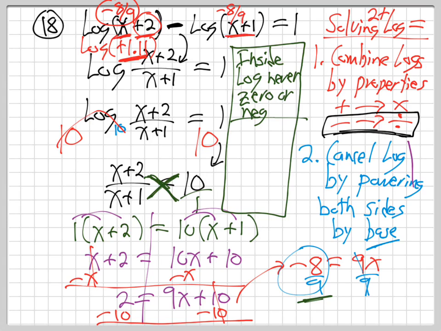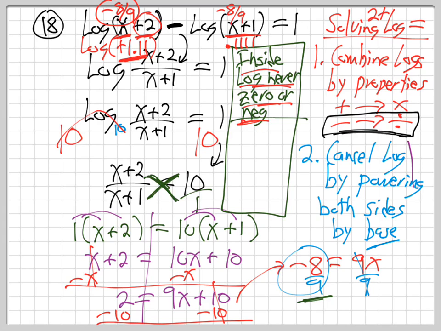Same thing over here. Minus 8/9 plus 1, it's going to come out positive. It's 0.111 forever. So it's okay. The inside of the log is not 0 or negative. So that's an acceptable answer.